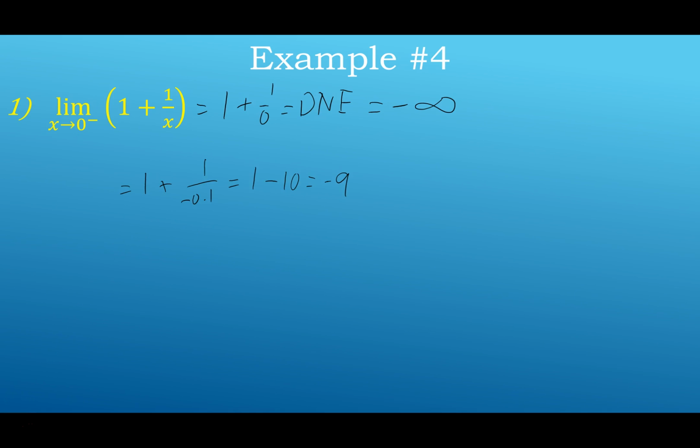Alright, so for this one, you plugged in 0, we get 1 over 0, which means we have a does not exist case. So the key is whether it's positive or negative infinity. So from the left-hand side, I plug in negative 0.1, for example. 1 plus 1 over negative 0.1 becomes 1 minus 10, which is negative 9, because it's a negative number. That's why it's approaching negative infinity. Okay, very straightforward.